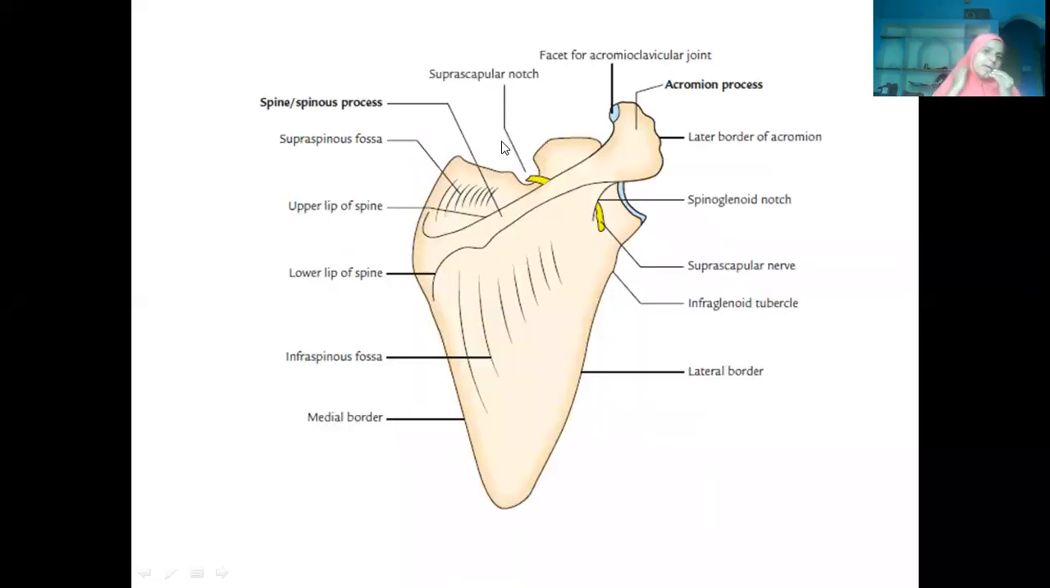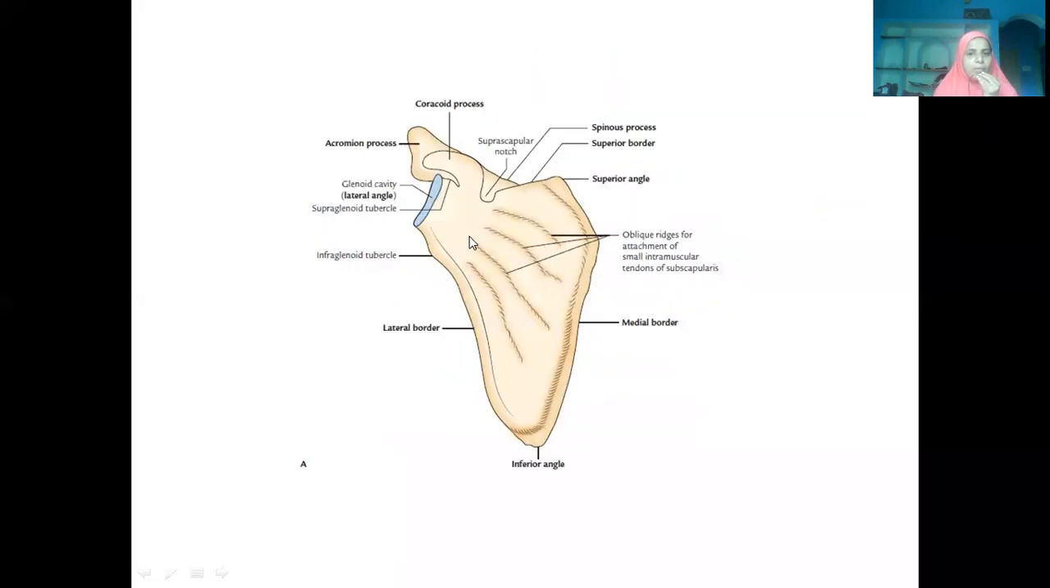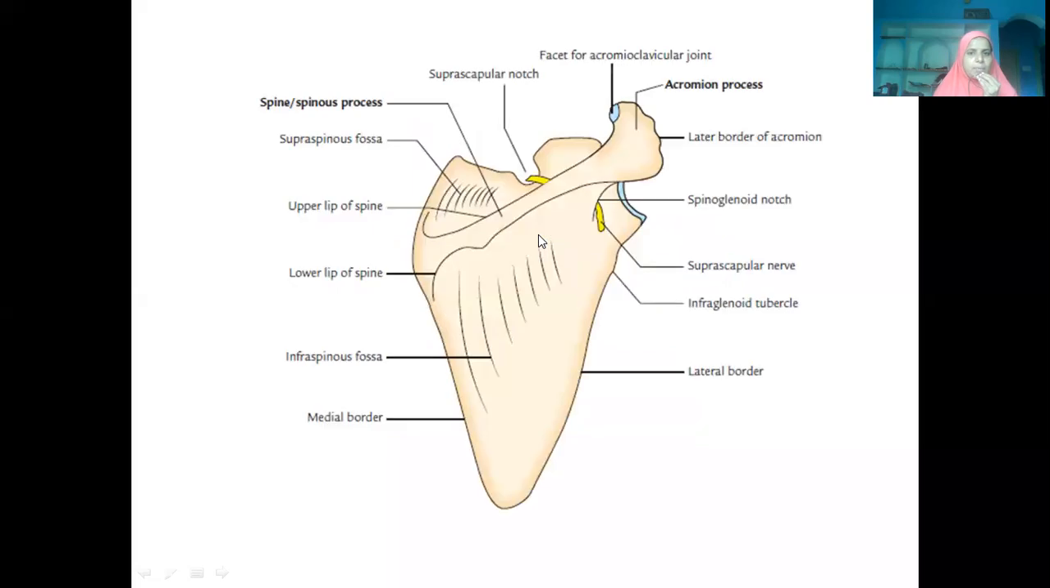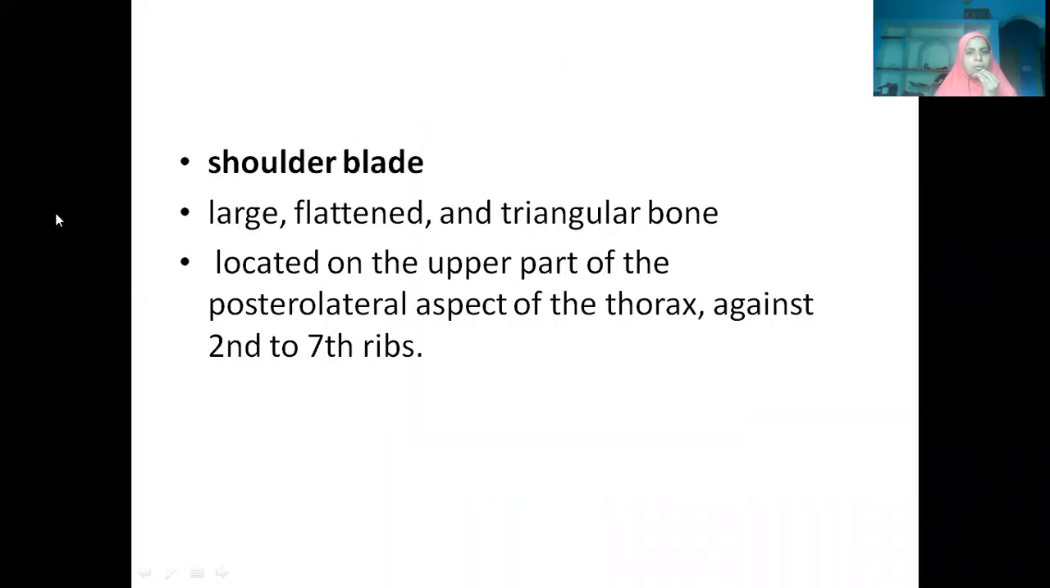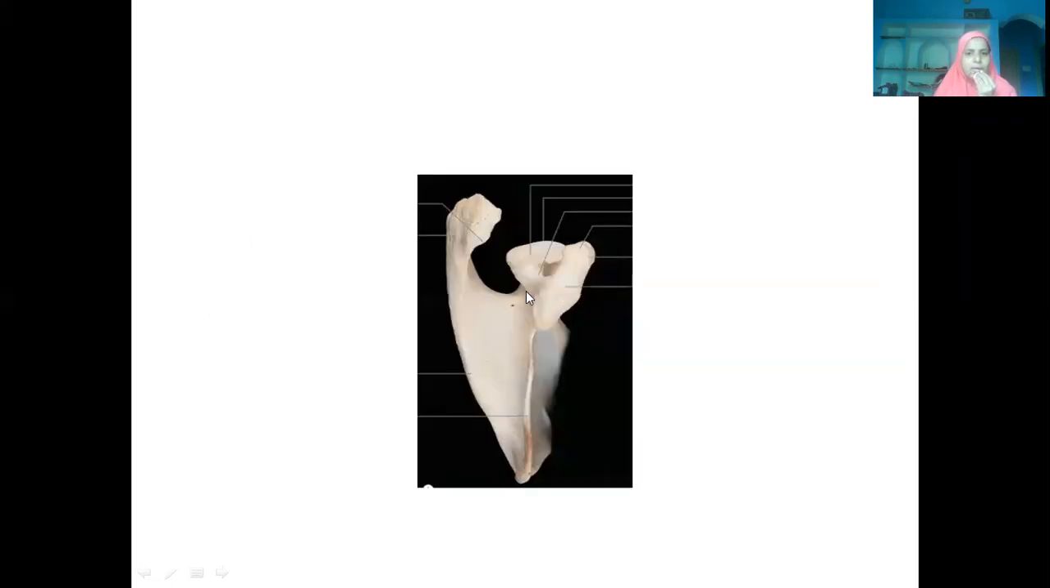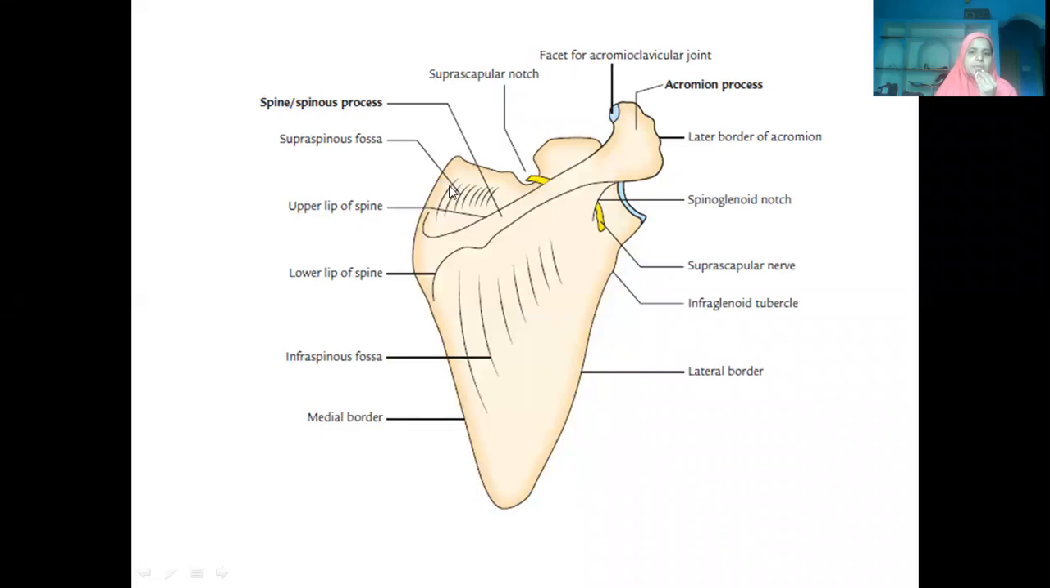So now coming to scapula. What are the various surfaces you see in the scapula? Scapula is a very irregular bone, also called the shoulder blade. It is a large, flattened and triangular bone. Where is it situated? It is located on the upper part of the posterolateral aspect of the thoracic cage against the 2nd to 7th ribs. Okay, so this is scapula.